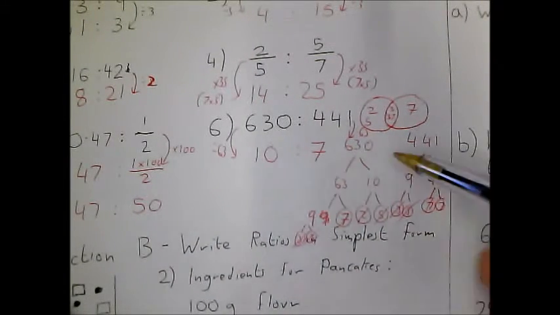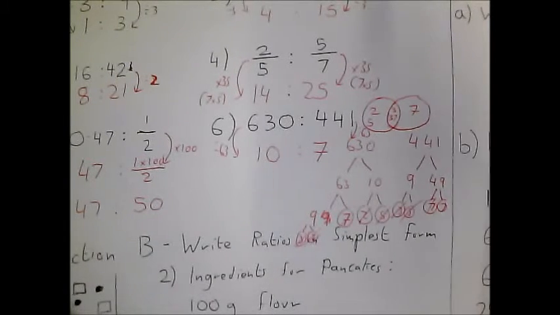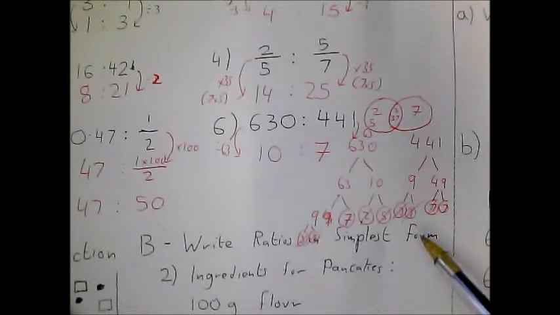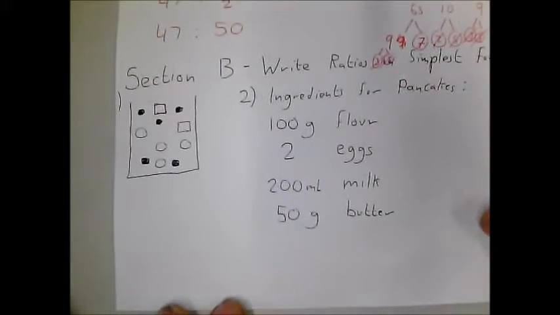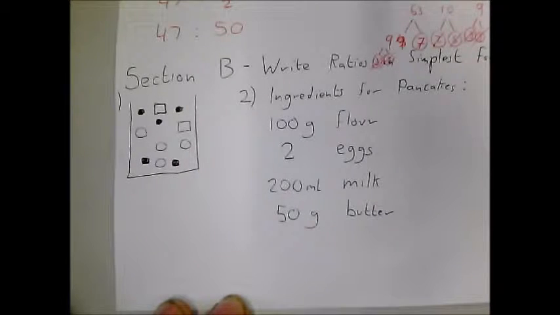Okay, so it's a little bit messed up here, but hopefully you followed that fine. Okay, if not, then look back in your previous work on finding the highest common factor using product of prime factors. Okay, section B, we're trying to write the ratio of this diagram in its simplest form.